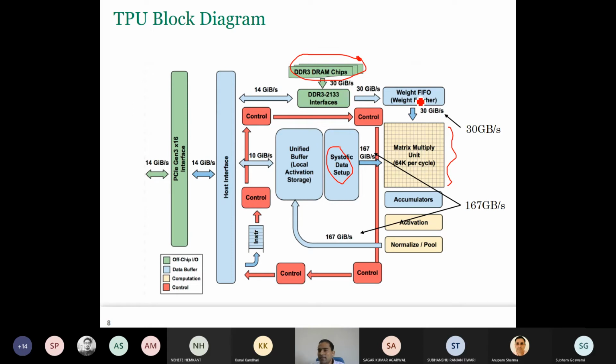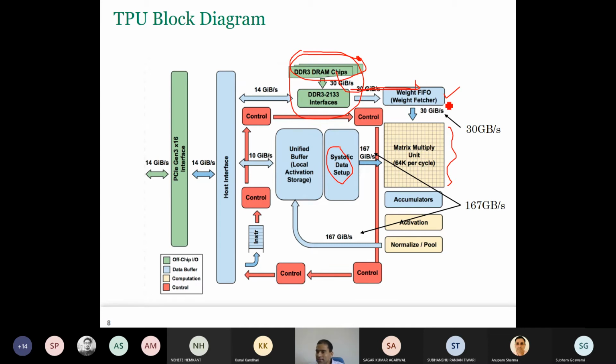Okay, and now this is off chip. This is off chip, and this FIFO is on chip. So we fetch the data, by data I mean the weights, the weights of the neural network. I fetch it for each layer, one at a time.